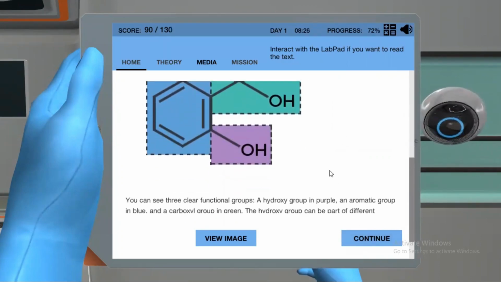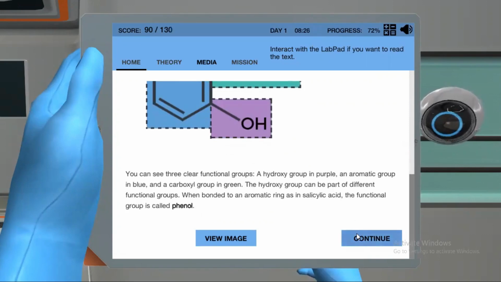You can see 3 clear functional groups: a hydroxy group in purple, an aromatic group in blue, and a carboxyl group in green. The hydroxy group can be part of different functional groups. When bonded to an aromatic ring as in salicylic acid, the functional group is called phenol.